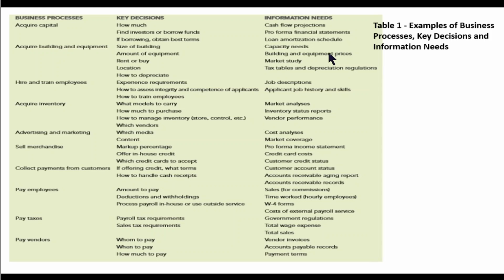You get the capacity needs. For example, in building the senior high school building, so they have to estimate how many students are going to use the building. If you already learned that there are around 500 students, would you make only one room? Okay, would you only make 2 rooms? So it depends on the information on the capacity. Amount of equipment, the building and equipment prices, of course.